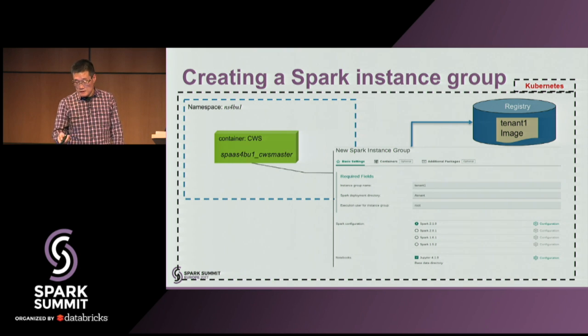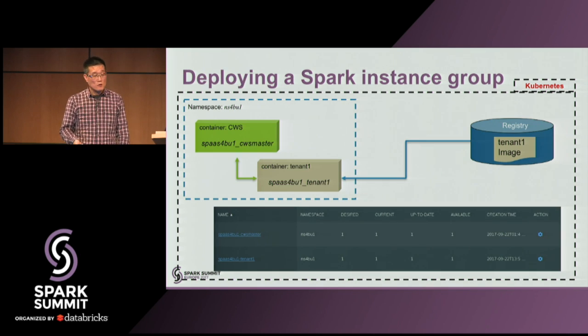After that, this creation will generate an image for this Spark instance group. That image will be put into the registry you specified. Because I defined this instance group name as tenant one, you get a tenant one image in the registry. Then Kubernetes will first create the container based on the image we just generated and get a deployment.